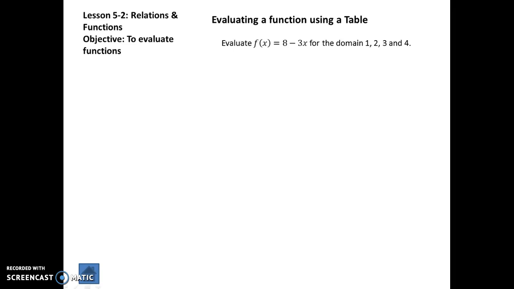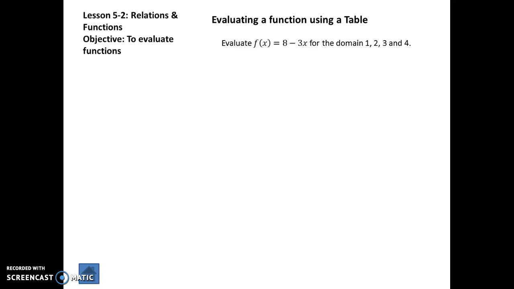In this video, we're going to talk about how function tables, function rules, equations, graphs, and words all work together to form whatever we need as we go through evaluating function rules.